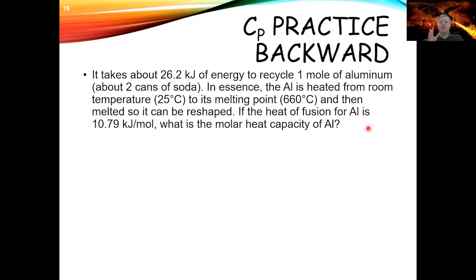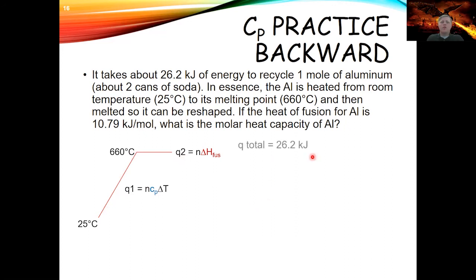How would we solve this problem? Well, first, like always, you should draw a diagram. Draw a heating curve. In this heating curve, we've got our two equations. We've got our heating of the solid, and we've got our melting of the solid. We also know that our total heat here is going to be equal to 26.2 kilojoules, and our total heat is still going to be equal to these two equations added together. So now, if we look at the question, it wants us to find the molar heat capacity of aluminum. That's the Cp value. And we can do that. This is just algebra at this point.